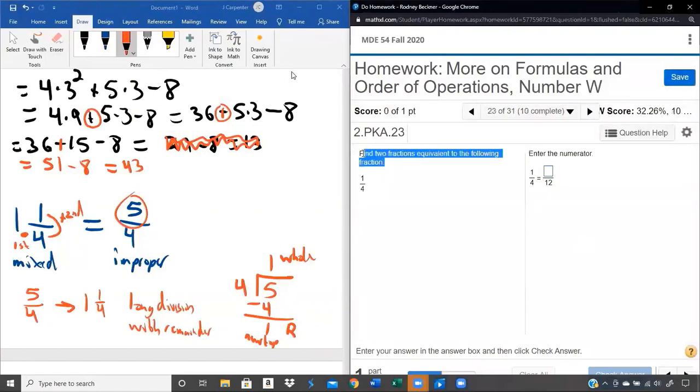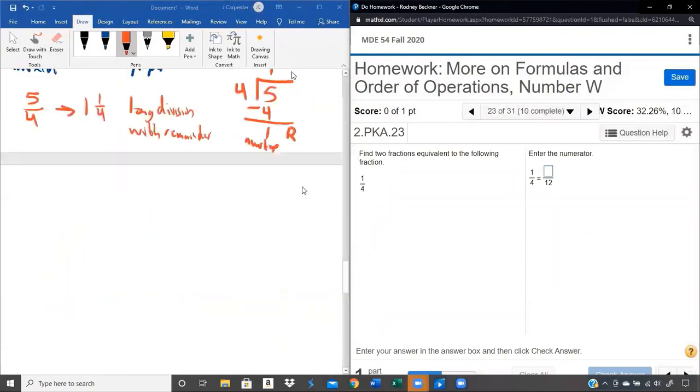Find two fractions equivalent to the following fraction. This is important for when you need to add and subtract fractions. Again, not a skill that's used a ton in this class, but will be used semi-periodically, if you will. So this is what you do. Actually, I want to do that in black.